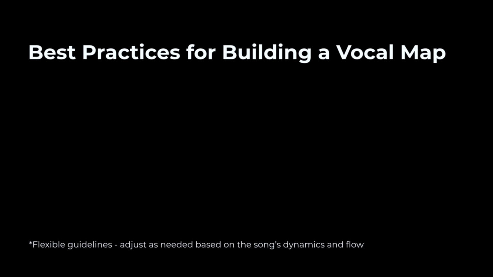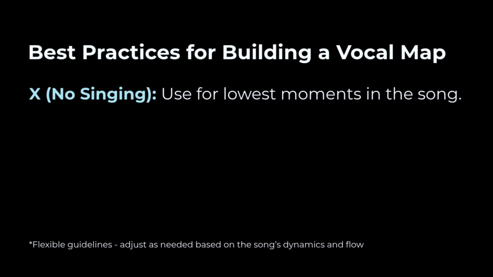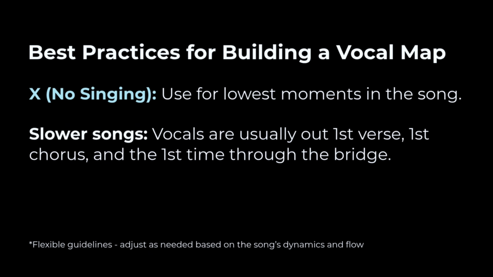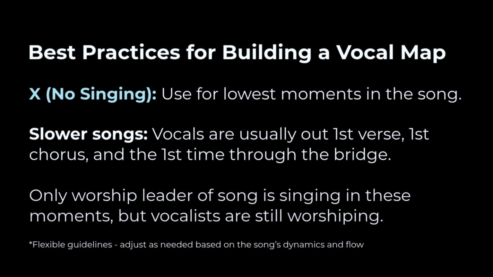Now you may be saying, I don't even know how to build a vocal map. Here are some best practices. What are the lowest moments in the song? Usually for slower worship songs, the lowest moments are the first verse, first chorus, and the first time through the bridge. These sections will be the most impactful the more we strip away extra voices and harmonies, usually having only 1 leader on a mic singing melody.